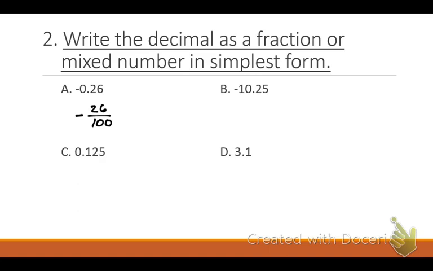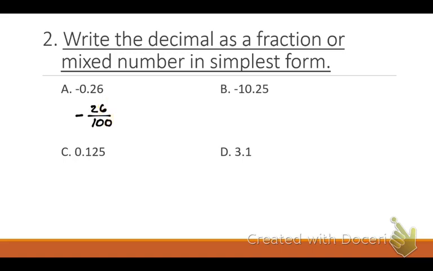But it asks us to put it into simplest form. Is that in simplest form? No, and here's one way you can tell that. Because both of them end in an even number, a 0, 2, 4, 6, or 8, it can always at least be divided by a 2. So let's just go ahead and do this work.